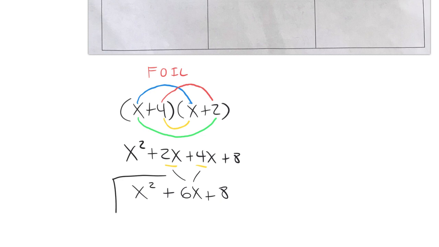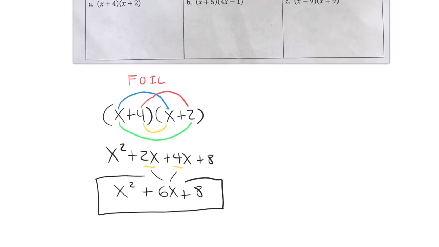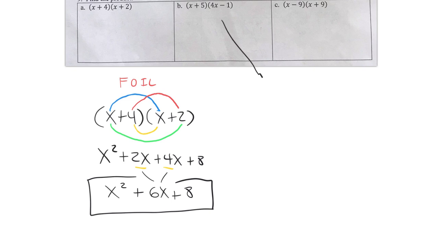And that's going to be the final answer. All right. So let's do the same here. We have x plus 5 times 4x minus 1. I'm going to run through this a little bit more quickly. The first times first is going to be x times 4x. That's going to be 4x squared.